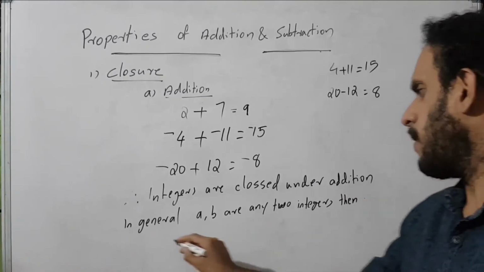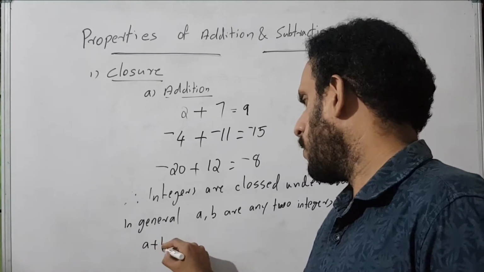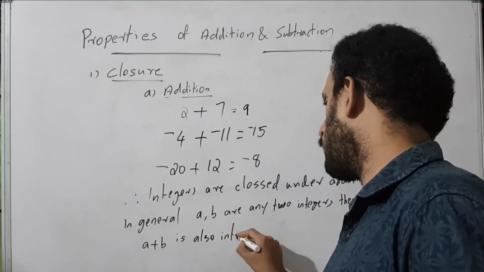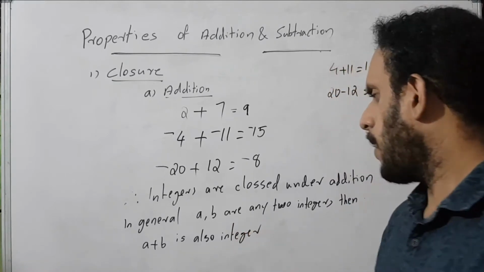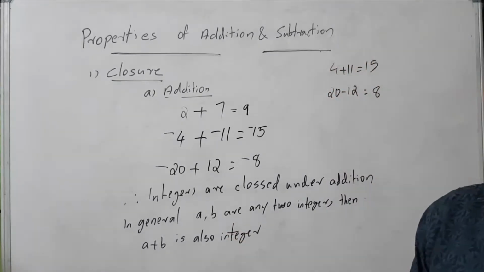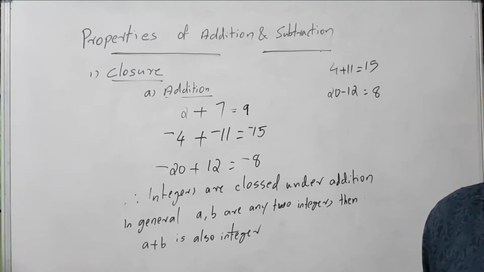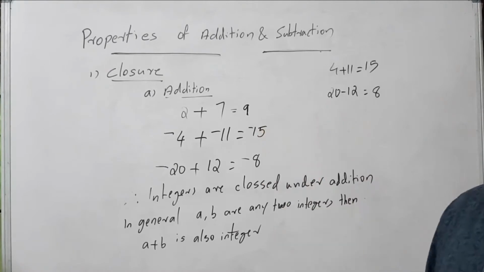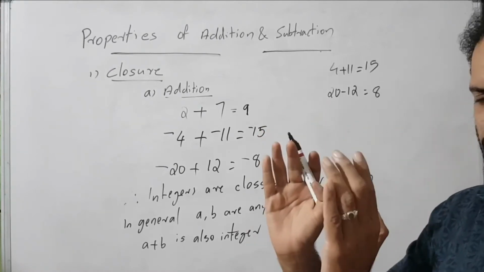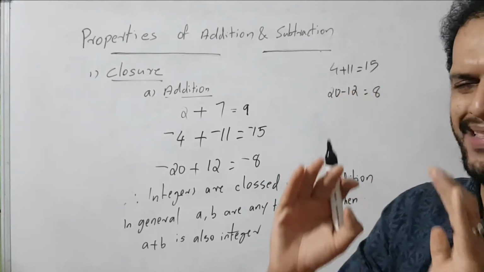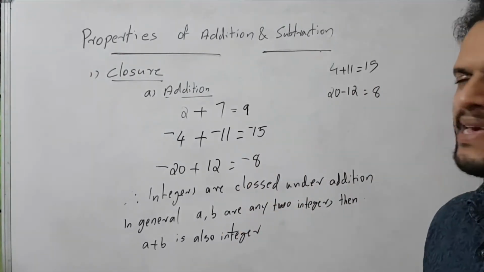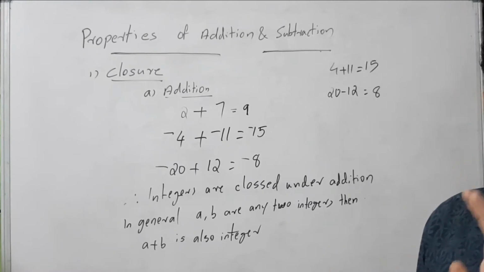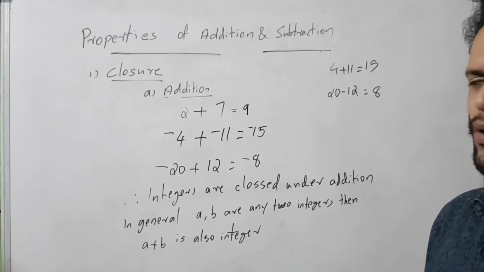a plus b is also an integer. a plus b is also an integer. It's a generalization of the closure property. If a, b are any two integers, then a plus b, the sum, is also in the same category. So we conclude integers are closed under addition. Integers satisfy the closure property.